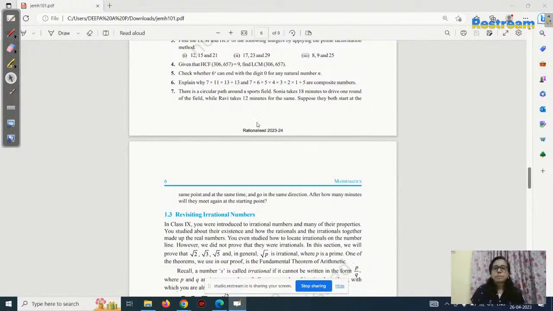Why are they composite numbers? That is a very easy question. 7 into 11 into 13 plus 13. And why is it a composite number? Because here we can take 13 as the common factor from 7 into 11 into 13 and the second term.